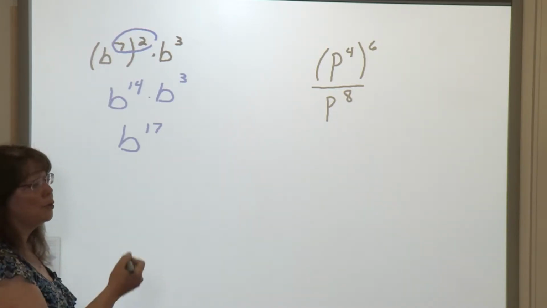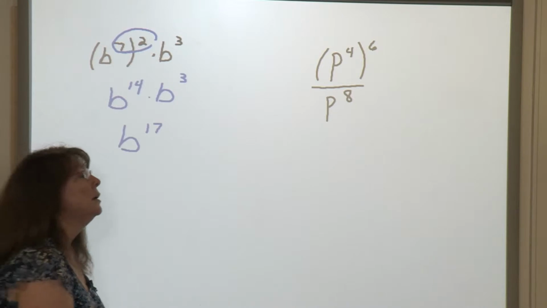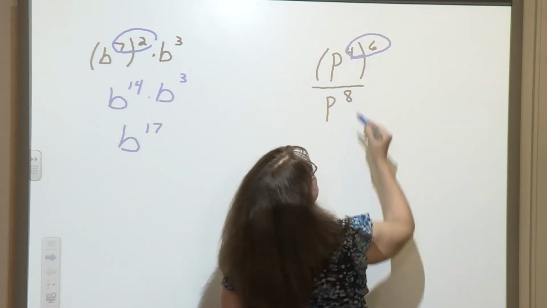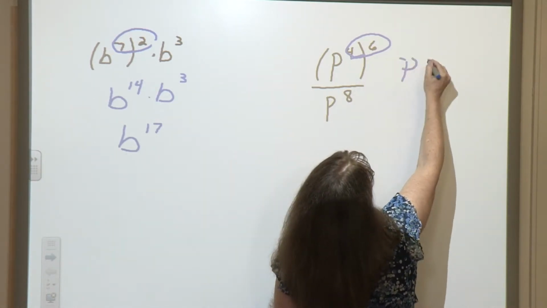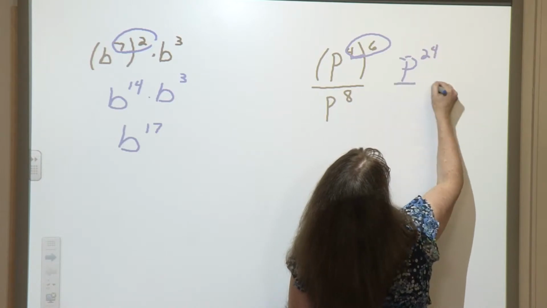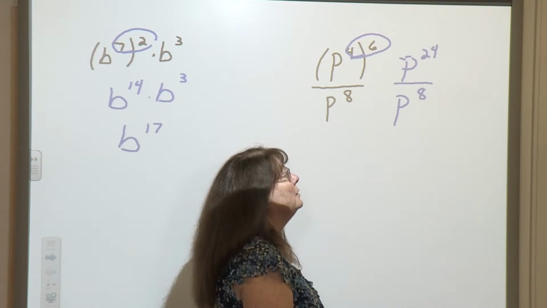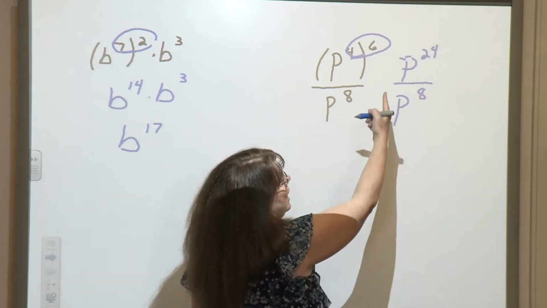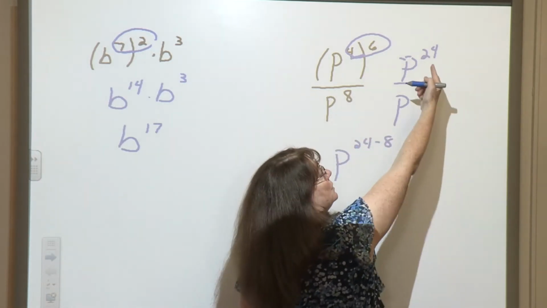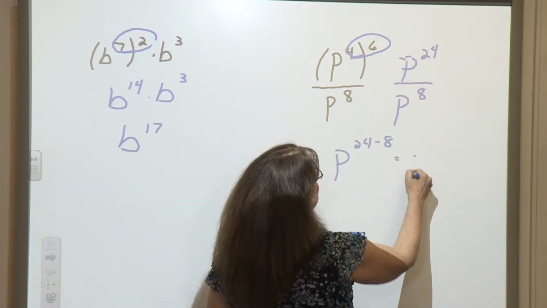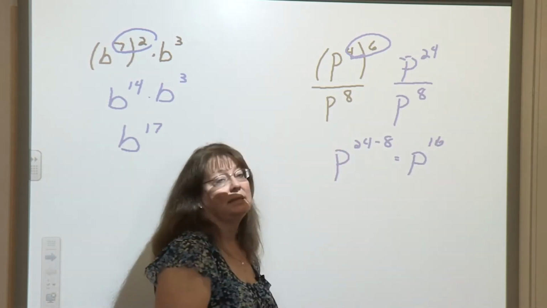This one we'll have a quotient rule being used because we do notice we're working with a base of p and it's being divided. But I'm going to start off again with that power to a power. So I'm going to want to simplify and get rid of the parentheses on top, multiply my exponents. So I end up with p to the 24 over p to the 8, and then use the quotient rule. I'll subtract my exponents, 24 minus 8. Make sure you take the top exponent and subtract the bottom exponent. And it should give me p to the 16.